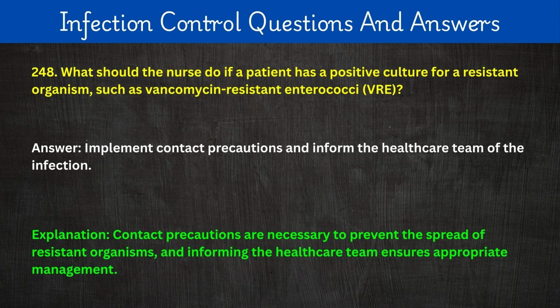248. What should the nurse do if a patient has a positive culture for a resistant organism, such as vancomycin-resistant enterococci, VRE? Answer. Implement contact precautions and inform the healthcare team of the infection. Explanation. Contact precautions are necessary to prevent the spread of resistant organisms, and informing the healthcare team ensures appropriate management.